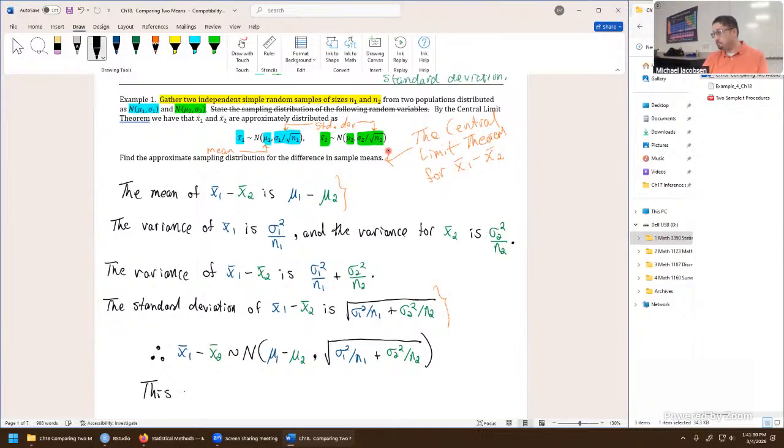This is the Central Limit Theorem for x bar 1 minus x bar 2. Typically we capitalize that, make it feel more important. Well, we did it, folks. Now that we have a central limit theorem, we essentially can restart everything that we did in chapter 17.